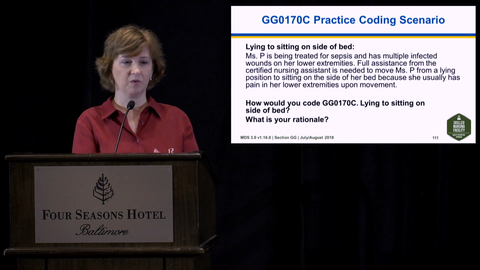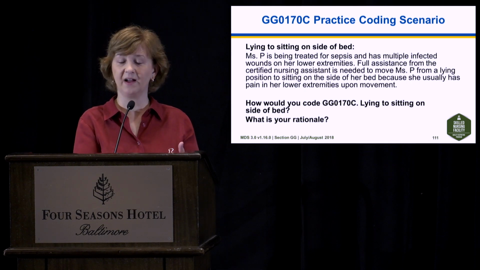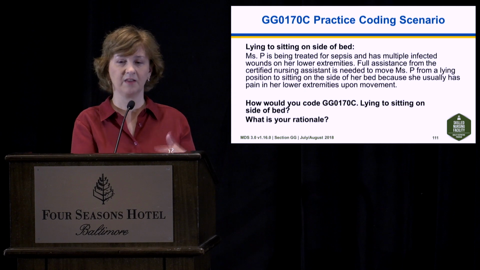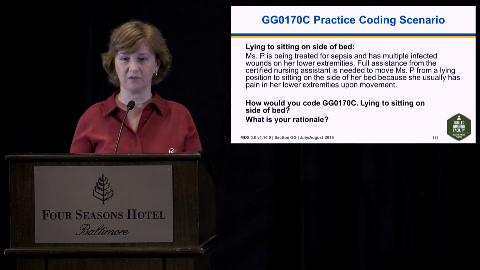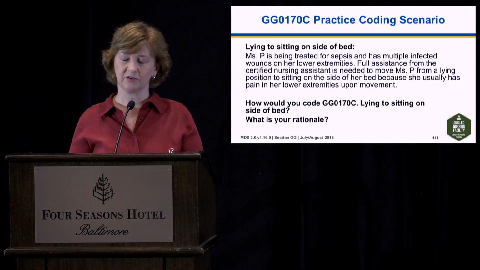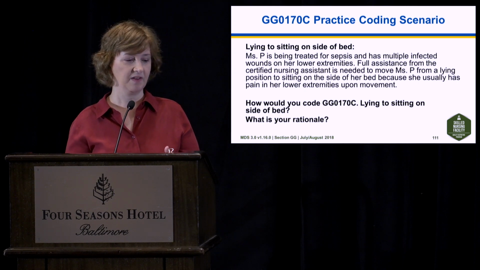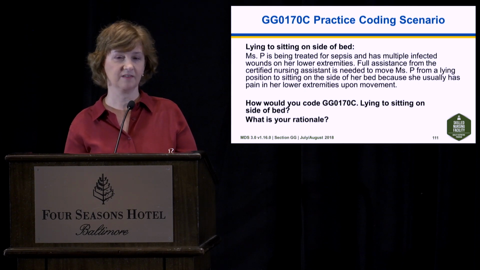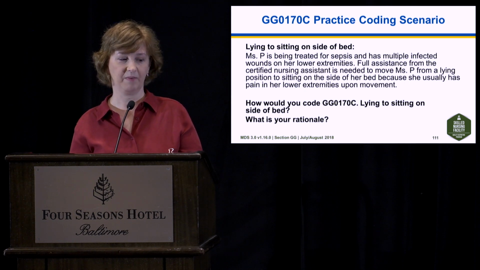So you would just code it again based on the amount of assistance provided by a helper. So the reason that the helper is providing, whether it's pain or some paralysis or another reason, you would just code again based on the assistance that's needed. So in this case, it says that full assistance is needed to perform this activity of lying to sitting on the side of the bed.